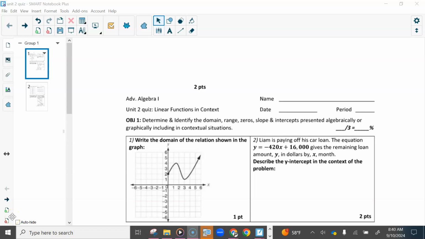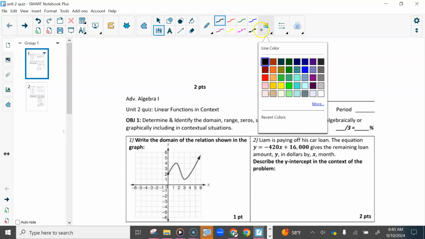I'm going to go through this step by step. What you should be doing with this, the quizzes are very similar to the tests, but the test has more problems. So the quiz is just a shortened version of the test. So you might see similar problems, but not the exact same ones.